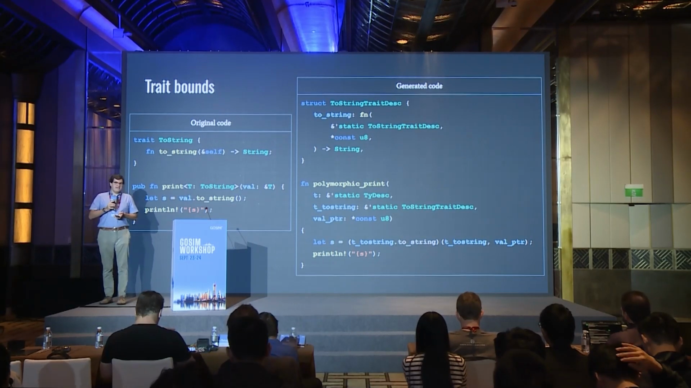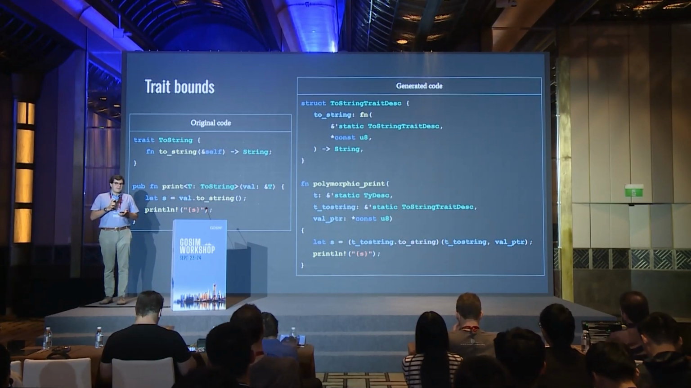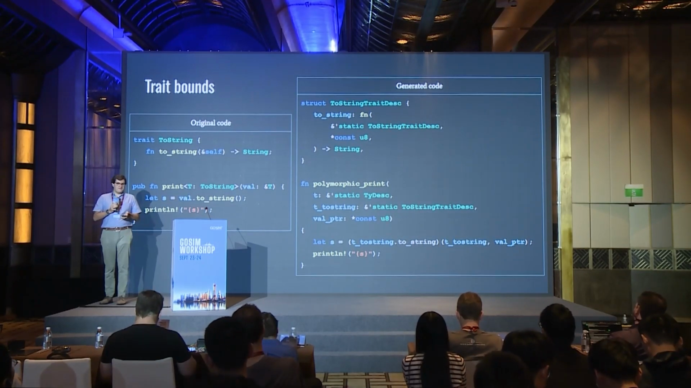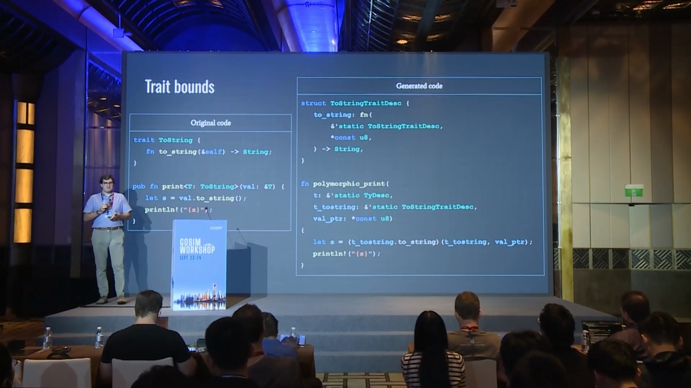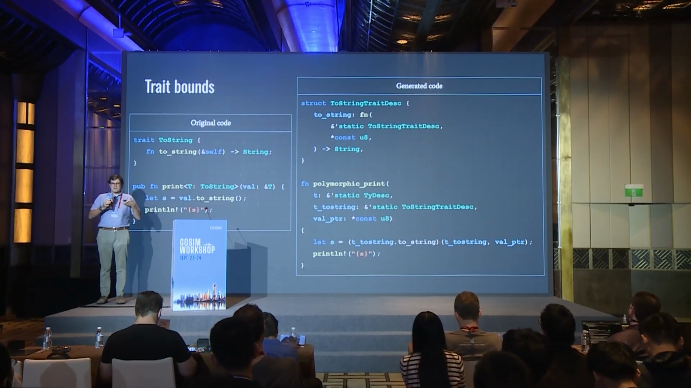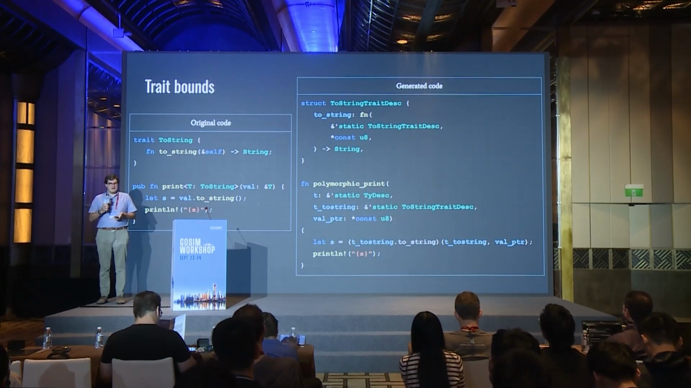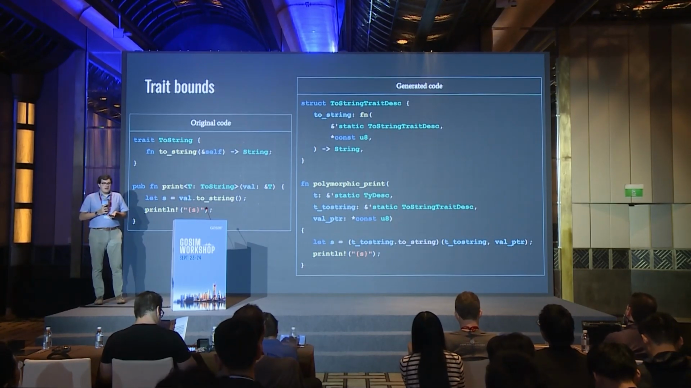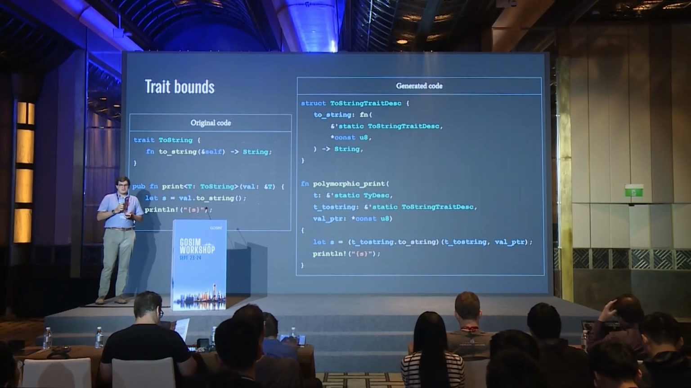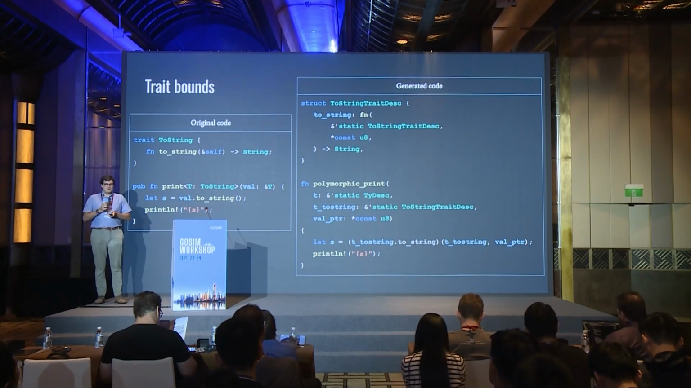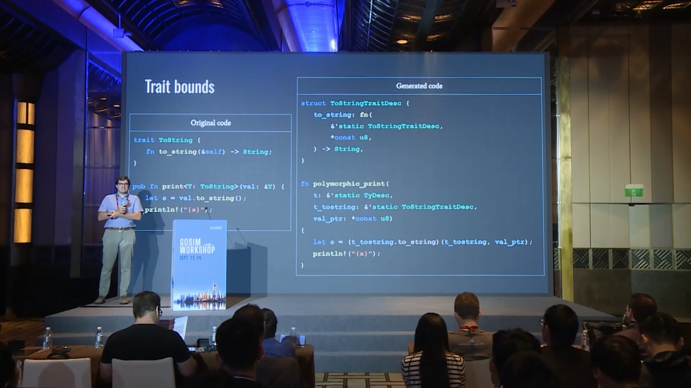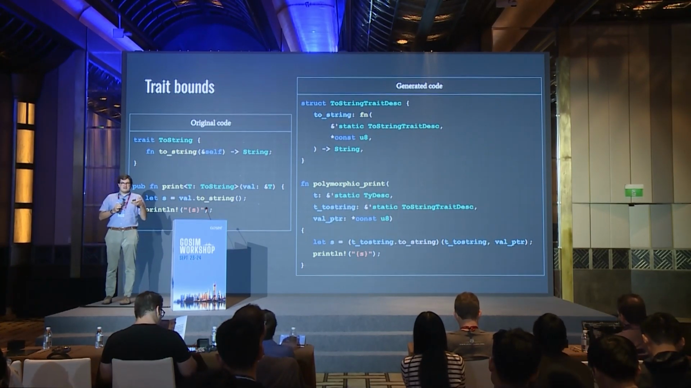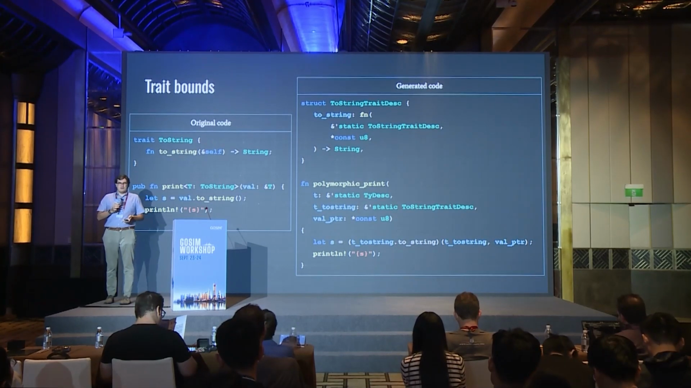What we need to do here is generate a polymorphic print function, which takes, obviously, the type descriptor for T. We still need to know the size and alignment of a value of type T, but also a trait descriptor for the toString trait. The trait descriptor essentially is a runtime representation of a trait which describes all the operations that you can do with a trait.